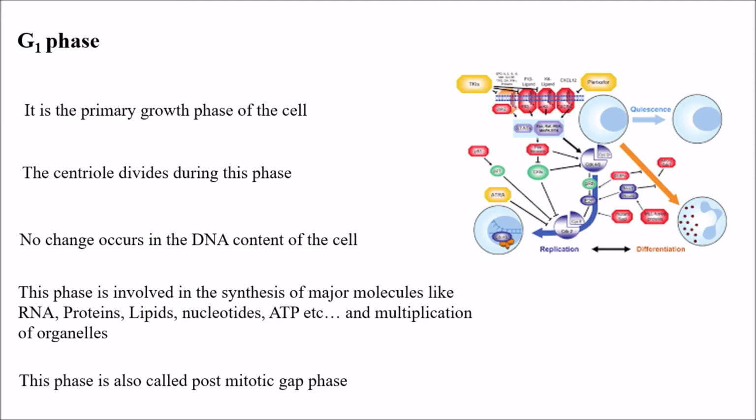So what happens here? Firstly, the centriole divides, and then we can see that no change occurs in the DNA content of the cell, and in this phase the synthesis of major molecules occurs. What are the major molecules? Like RNA, proteins, lipids, nucleotides, ATP, etc., and multiplication of organelles which are present in the cell. This phase is also called the post-mitotic gap phase. G1 phase is called the post-mitotic gap phase.